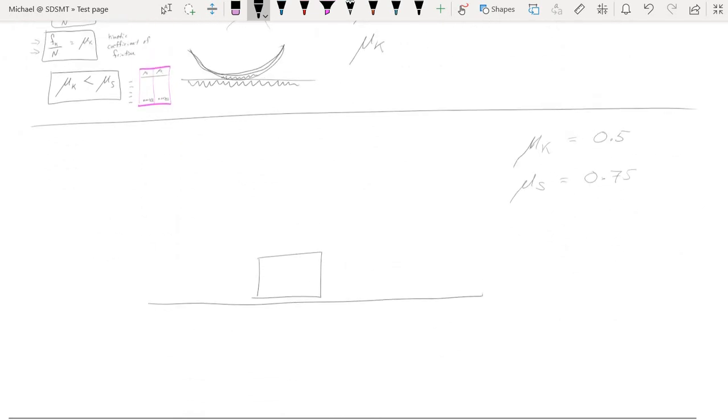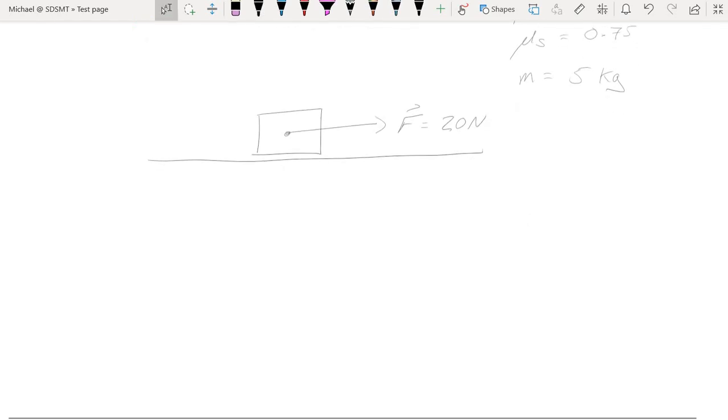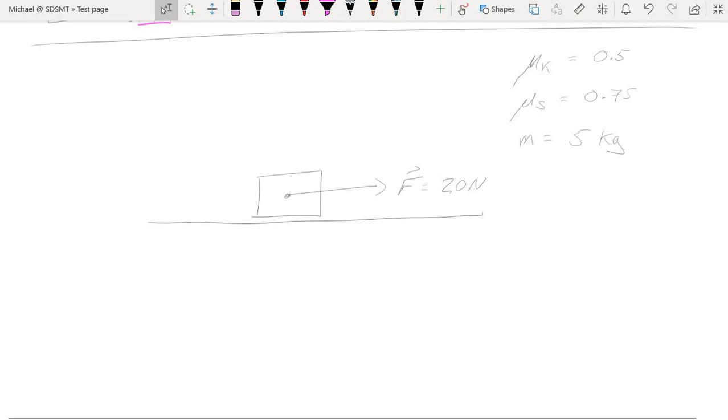All right, so we've got two different coefficients of friction here. Obviously, our kinetic is smaller than our static, which is what we want. And so what we're going to do is give this block some mass. We'll say 5 kilograms. And then we want to apply some force to it. I will apply a force of, let's say, 20 newtons. And all I want to know is, will this block start to move?